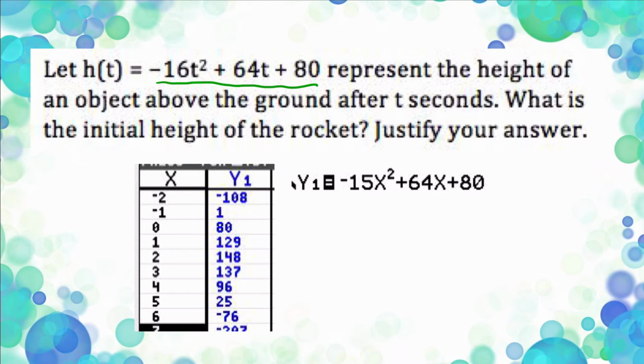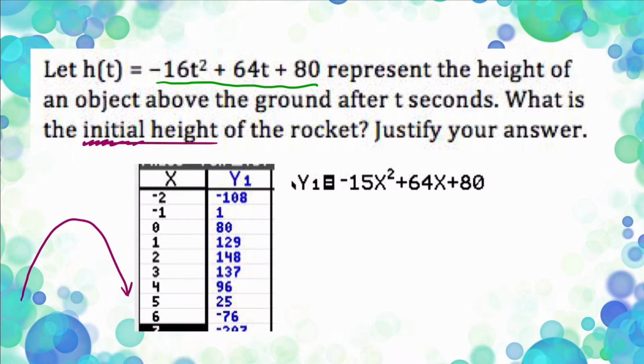Okay, so I guess the object would be a rocket here. So this is projectile motion. What goes up must come down kind of thing. They want the initial height. What does that word initial mean? You can look it up or tell me in your own words.